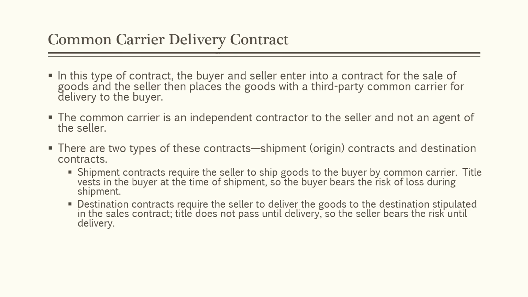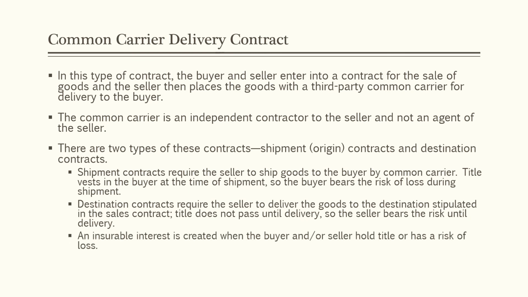Then there are destination contracts. These are far more common. Destination contracts require the seller to deliver the goods to a destination stipulated in the sales contract, a specific address. Title does not pass until delivery, so the seller bears the risk until delivery. An insurable interest is created when the buyer and/or seller holds title or has a risk of loss.